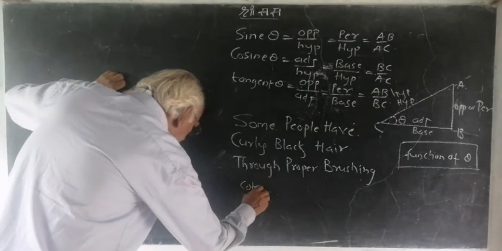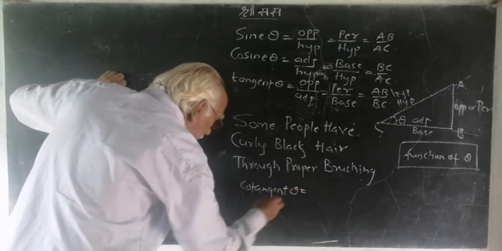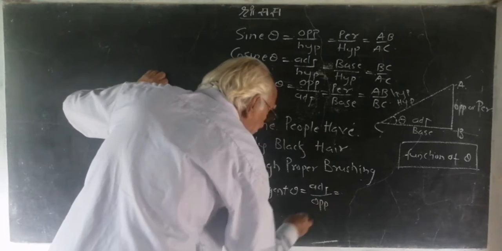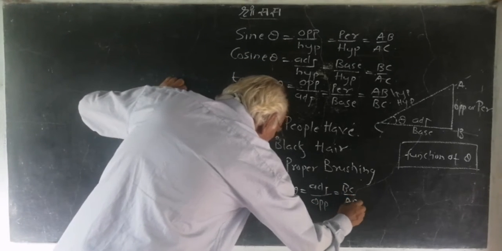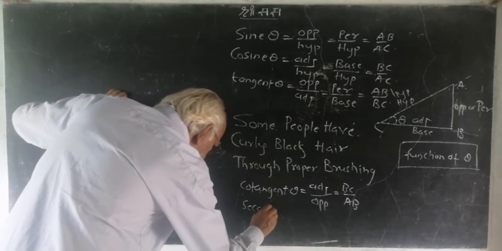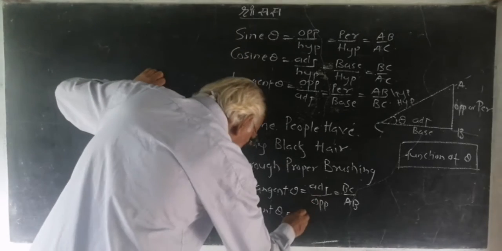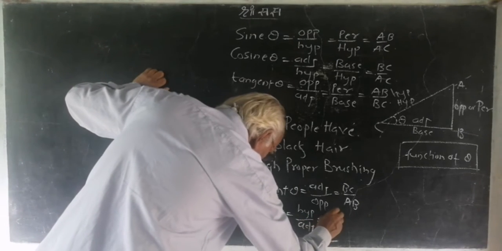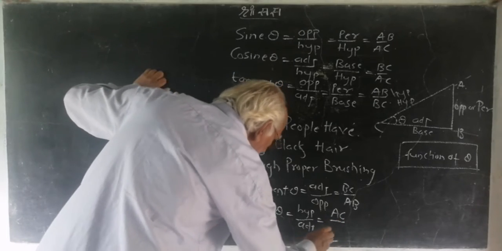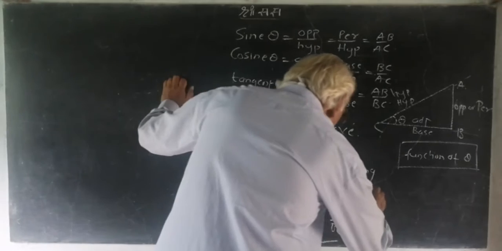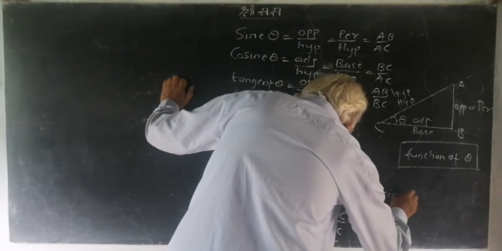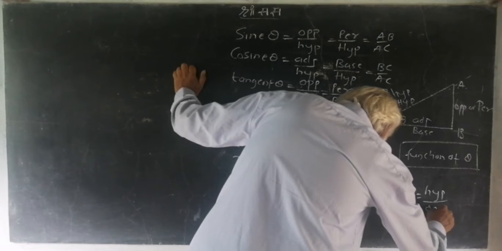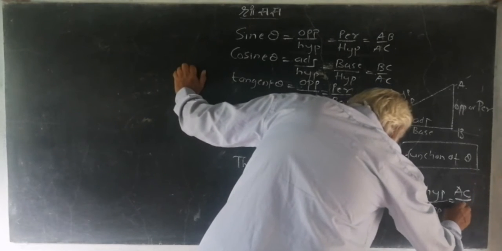What we can say, cotangent of theta is equal to adjacent side upon opposite side, and that is nothing but BC by AB, and then secant of theta is equal to hypotenuse upon adjacent side, and that is nothing but AC upon BC, and then finally cosecant theta is equal to hypotenuse upon opposite side, and that is nothing but AC upon AB.